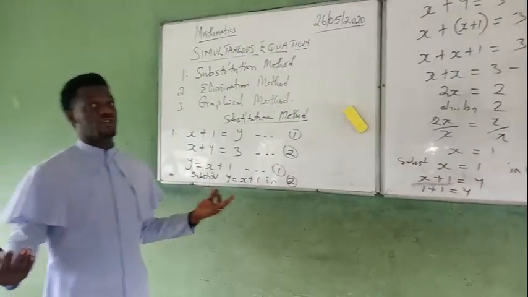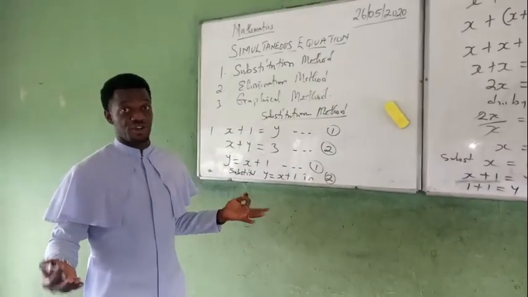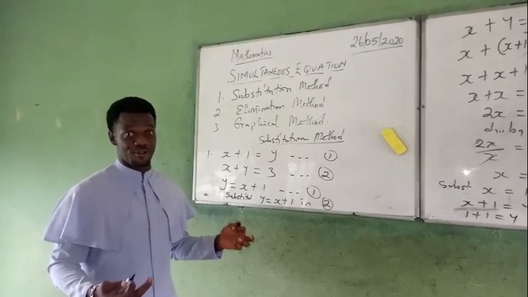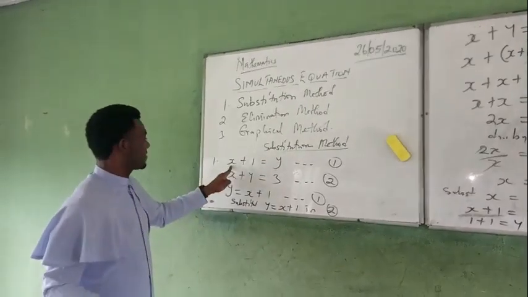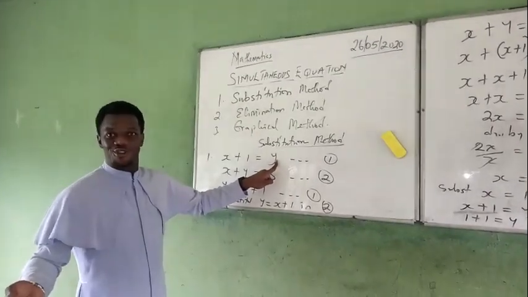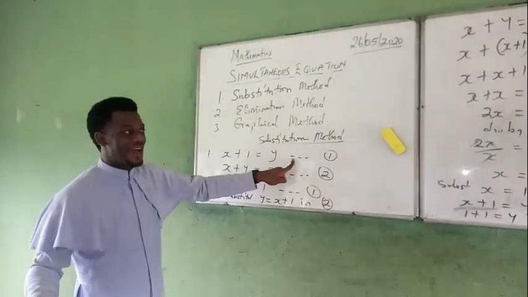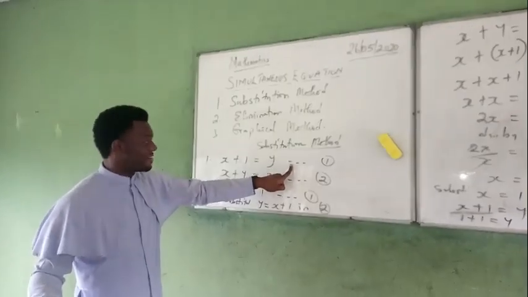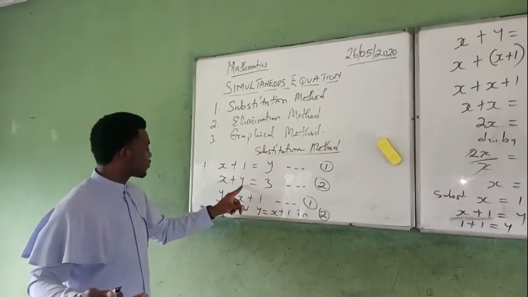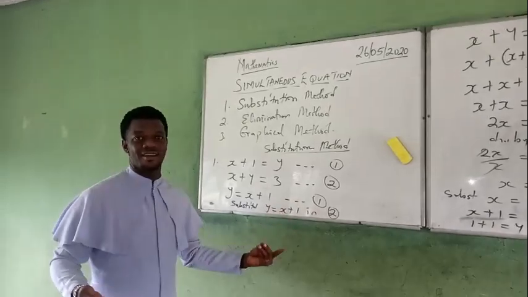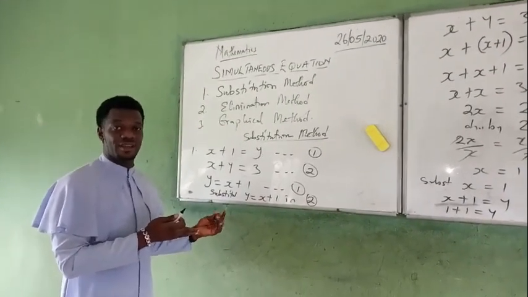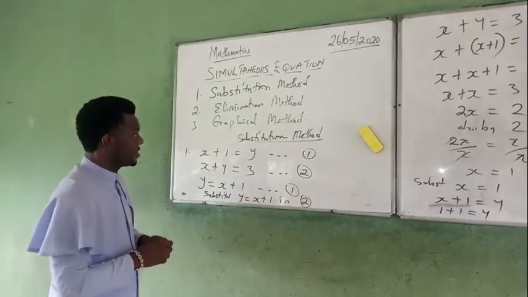Normally in every simultaneous equation, you can always check to verify whether the answers you got are correct. x equals 1, so 1 plus 1, and y is equal to 2, is equal to 2. So the answer is correct. Then also x equals 1 plus y equals 2 equals 3. So that is using the substitution method in solving simultaneous equations.